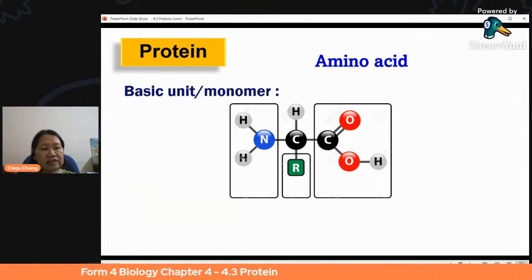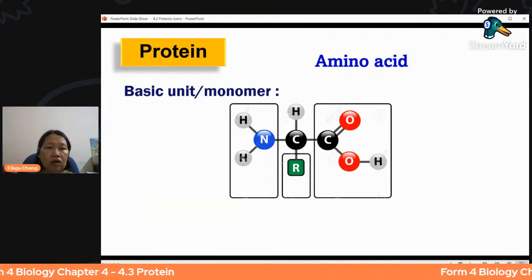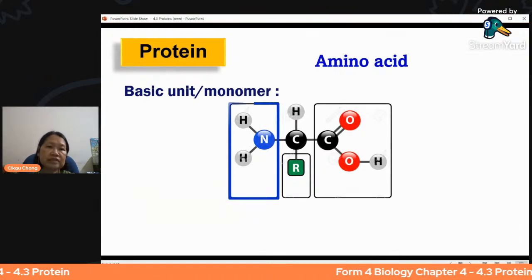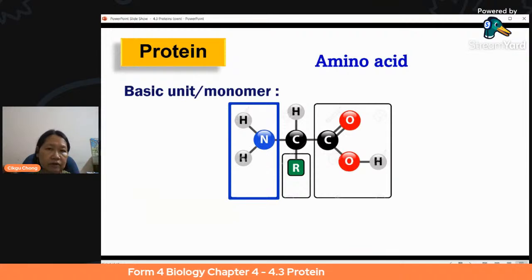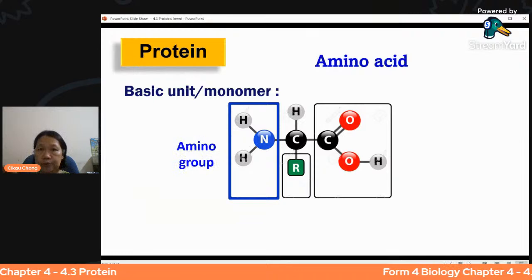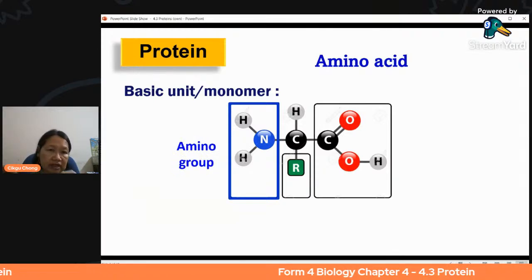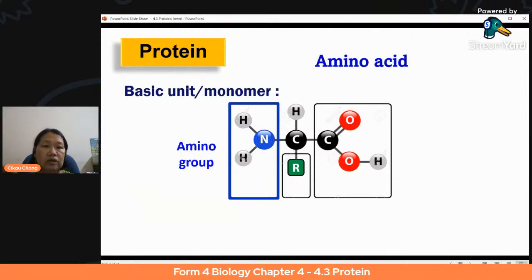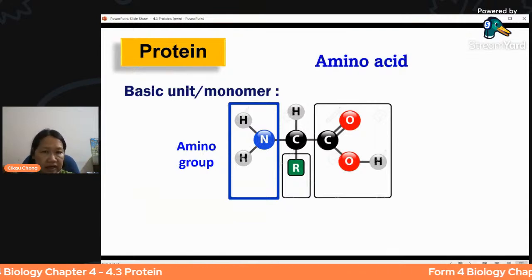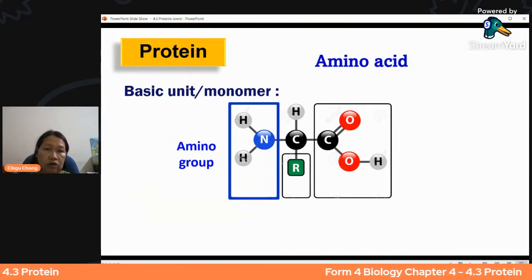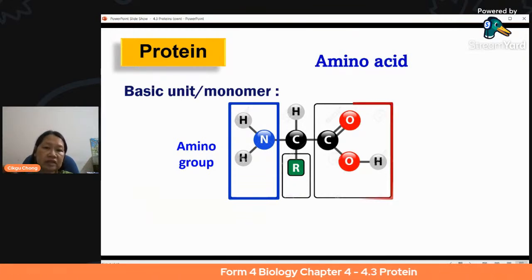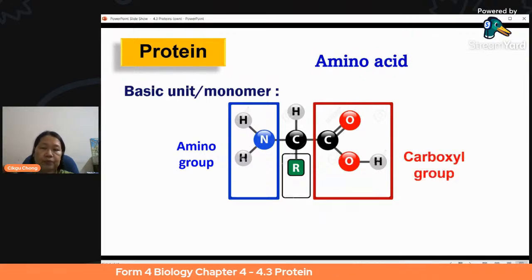All of the amino acids that we know of will have these functional units, which are fixed. For example, one end of the molecule will have NH2, and this is called the amino group. On the other end of the molecule of amino acid, you will have the carboxyl group, and you will see COOH.